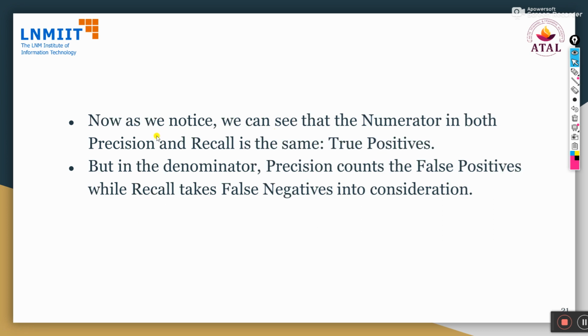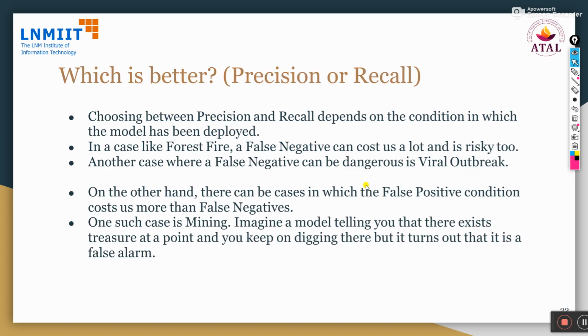Alright. So now we have noticed that the numerator in both formulas is the same, true positives, but in the denominator, precision counts the false positive, while recall takes false negative into consideration. So which is better? We also discussed that. Do you want me to explain once again?